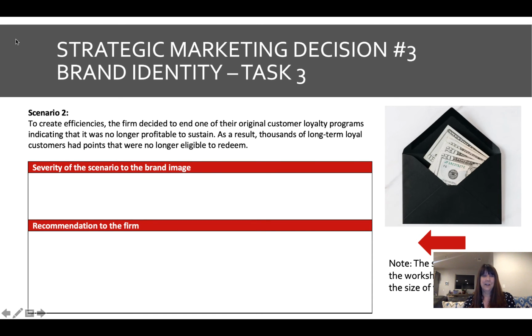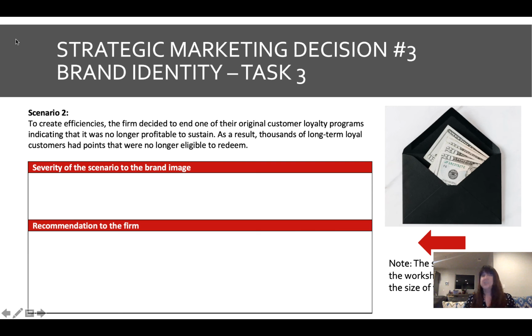The second scenario is to create efficiencies, meaning there's something unprofitable here. Your company decided to end one of their original customer loyalty programs. They're indicating the reason they're getting rid of it is because it is no longer profitable to sustain. They're losing money on this.